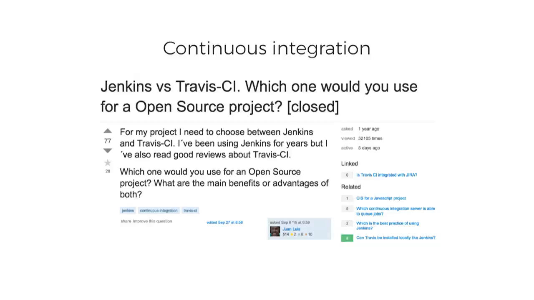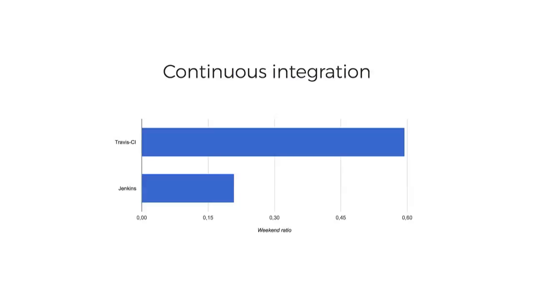And then I looked at some projects that are fairly similar in what they are targeting. So for example, Jenkins and Travis CI. Well, this was an actual question on Stack Overflow. It was closed because it's opinion-based. And for continuous integration, actually, Travis CI is much more used on weekends than Jenkins.